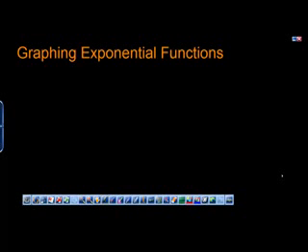Let's start this section by graphing some exponential functions. Since we don't yet know any special properties of exponential functions, we will graph using a table of values. Example 1, y equals 2 to the power of x. Let's create a table of values.